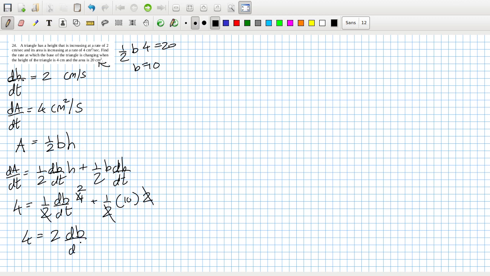dB/dt plus 10. So that would be minus 6 divided by 2. So dB/dt is minus 3 centimeters per second. Hopefully that's right.